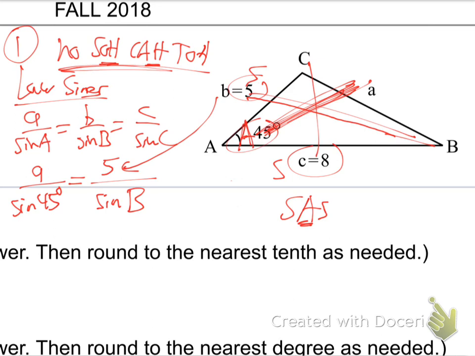You're always going to have two letters. If I did the C, it'd be the same thing. It'd be 8 over the sine of C. See, all of them have a letter, a letter, a letter. We have to have two numbers and only one letter to use the law of sines, and we don't have that. So that's why we can't use law of sines.